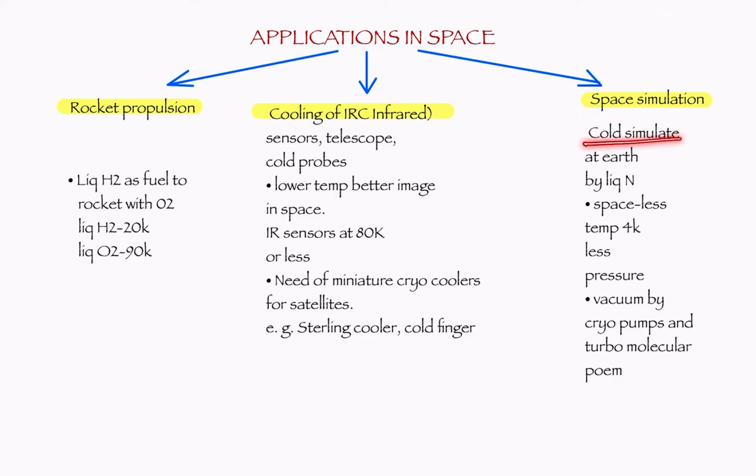Okay, so to simulate the cold of space on Earth, we need liquid nitrogen. For liquid nitrogen, we will need cryogenic engineering. In space, the temperature is low, up to 4 Kelvin. So for that, we will need to make the temperature go down to 4 Kelvin on the Earth. Again, cryogenic engineering. Pressure is also low, so we need to create low pressure.